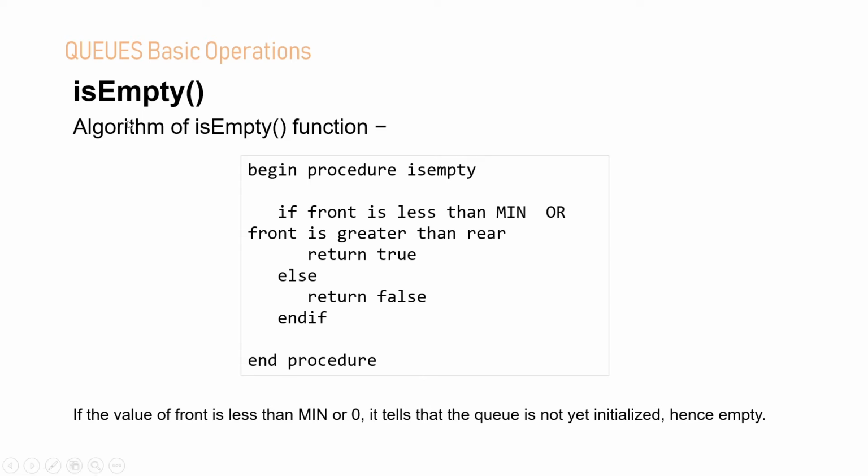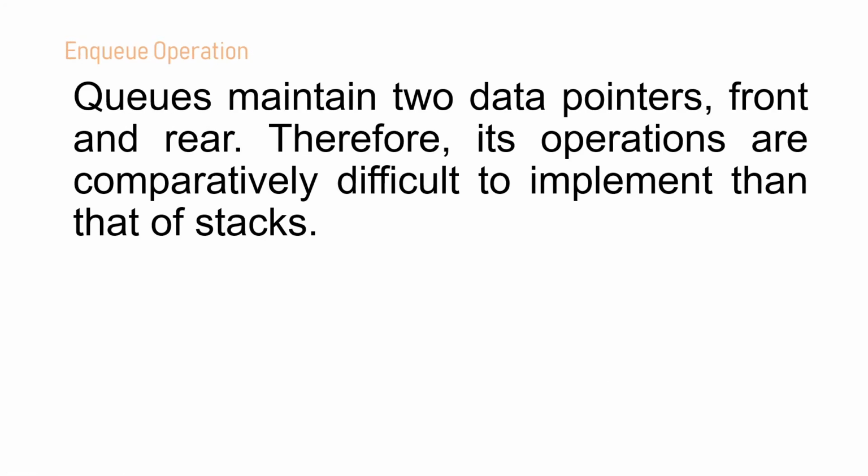Ang isEmpty function naman, chinecheck niya kung yung front is less than the minimum. Ibig sabihin, if it's less than the minimum, for example, if it's 0, therefore there's nothing dun sa ating queue. Kapag ganyan ang scenario, it will return a true result. Pero kung hindi, ibig sabihin, if the front is not less than the minimum, therefore it will return a value false. So, queues maintain two data pointers. Ang mini-maintain niya is front and rear, like stacks, we have the bottom and the top.